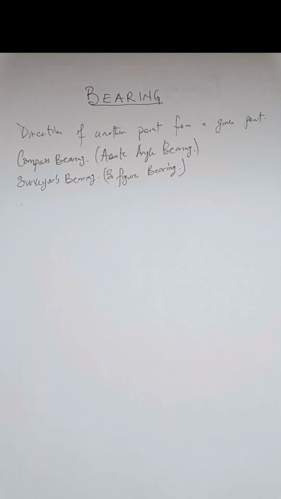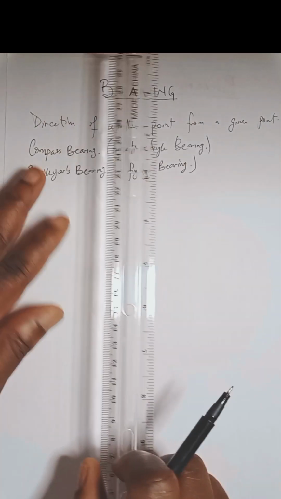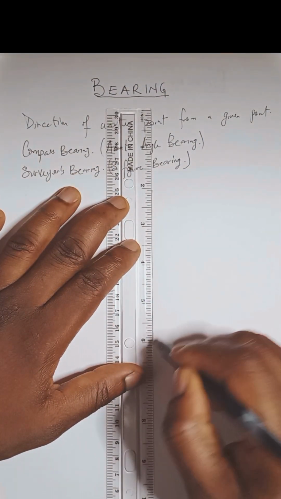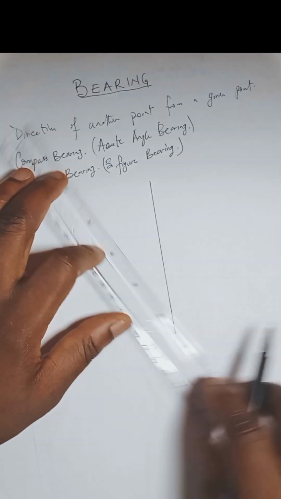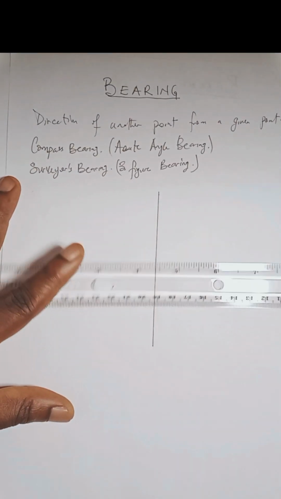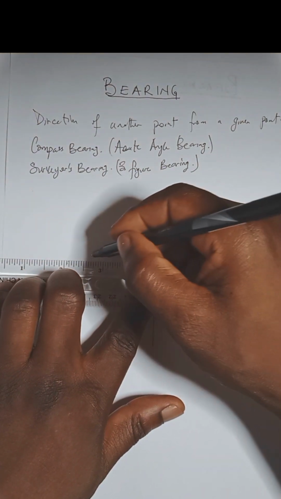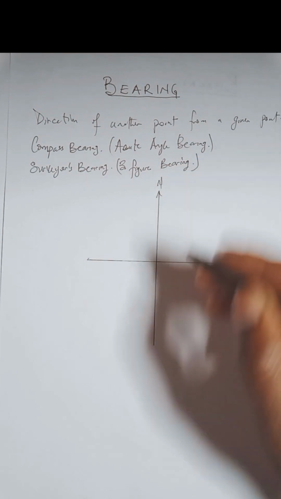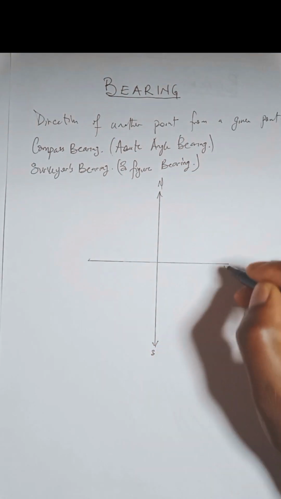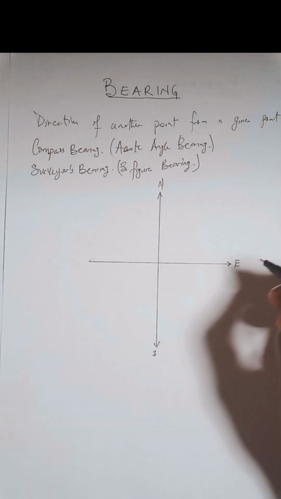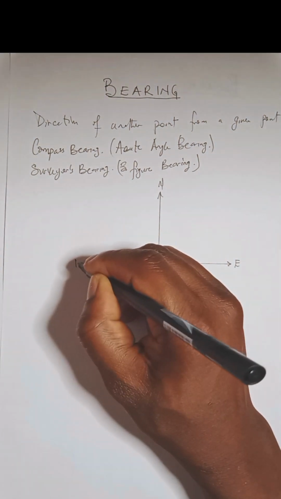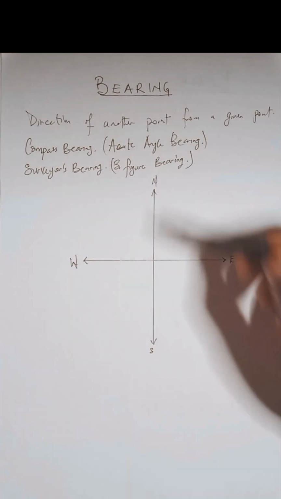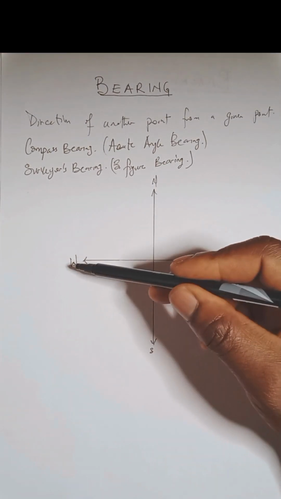Now, in bearing, we talk in respect to the cardinal points. The cardinal points being the north, south, east, and west. So up here we have the north, and down we have the south. To the right is the east, and to the left we have west. And so we have north, south, east, and west.